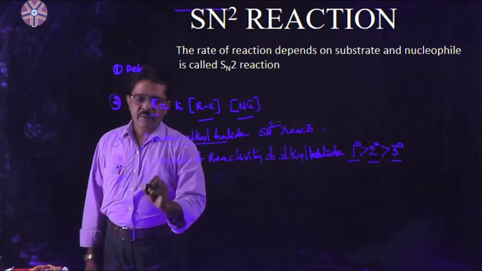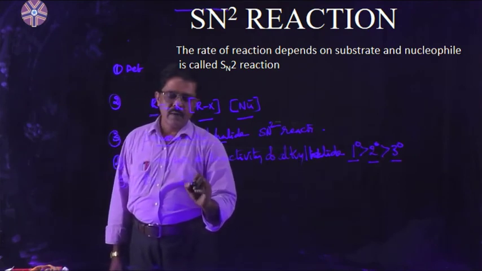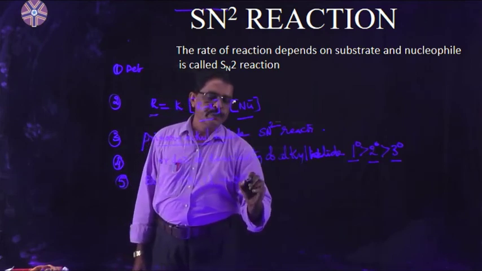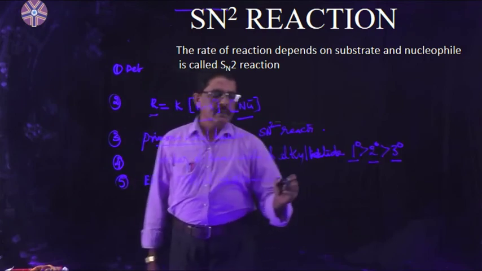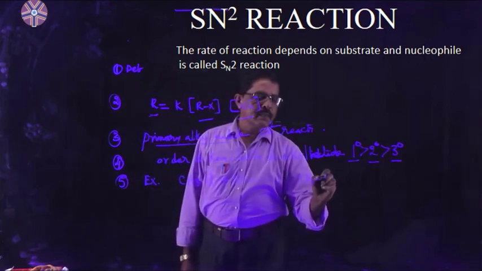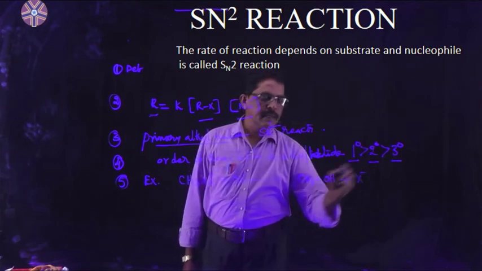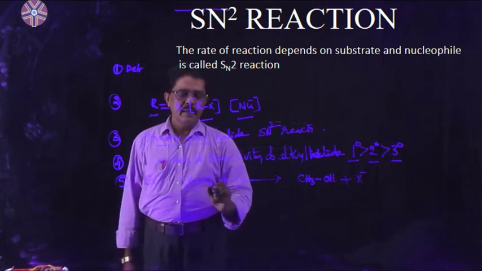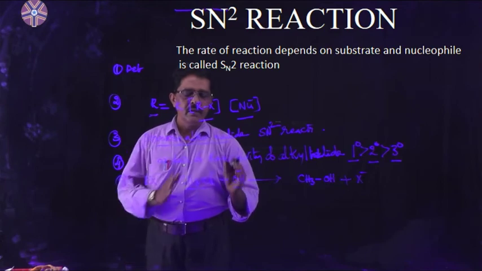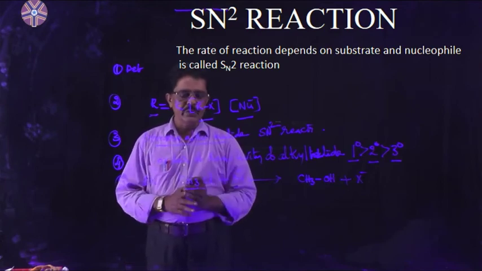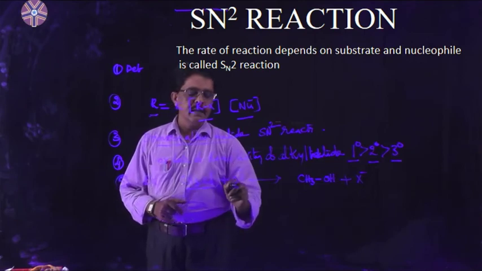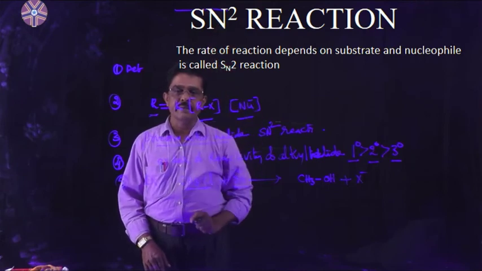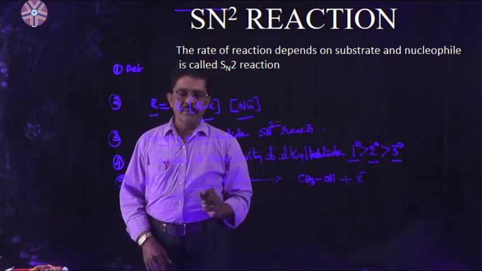Taking an example, methyl chloride CH3Cl reacts with OH group. Then a substitution takes place, giving CH3OH plus X minus. Here the alkyl halide is methyl chloride and the other reactant is the nucleophile. The rate of reaction depends upon both of these, alkyl halide concentration and nucleophile concentration. Hence, it is said to be an SN2 reaction. Right? Understand?